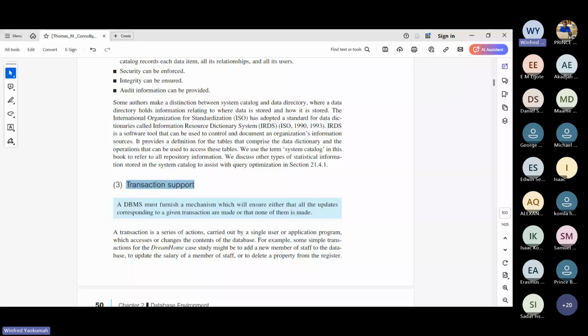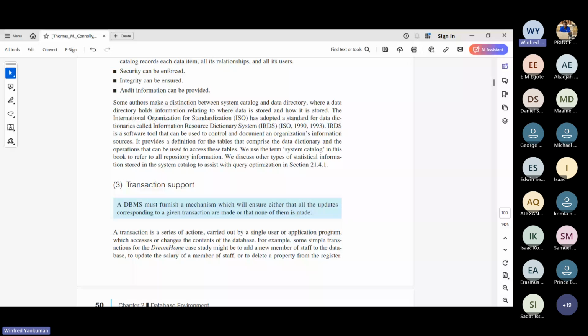Maybe you have 100 lines. All the 100 lines must execute to the end before we say that the transaction is over. Otherwise, if it executes to 50 and an error occurs, it should roll back to the beginning so that the database will remain in a consistent mode. So it doesn't go into an inconsistent mode. So relational databases should provide this.